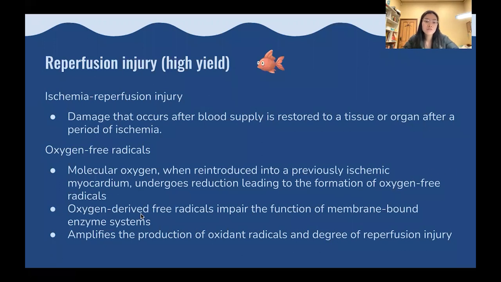Oxygen-derived free radicals impair the function of membrane-bound enzyme systems, so that will impact metabolism. And then it amplifies the production of those oxidant radicals, and through the positive feedback loop, it would exacerbate the degree of the injury. So the point of all of that is if there's tissue that has been ischemic, or there's no oxygen supply, we have to be really careful and consider how long this tissue has been ischemic for, and that'll impact the care that you provide for the patient.